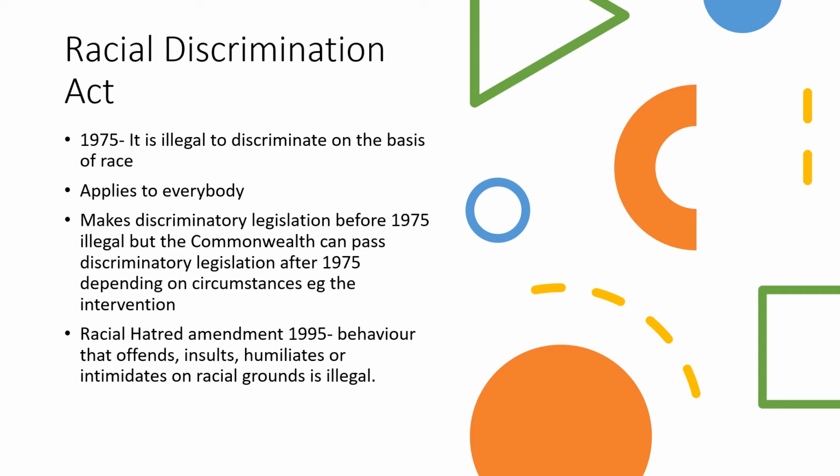There was an amendment to the Racial Discrimination Act in 1995, which makes behaviour that offends, insults, humiliates or intimidates on racial grounds illegal. And that's the excuse that's been used to prevent people coming to Australia, people like David Irving, who preach racist doctrines. So if a person is a racist, as defined by the Australian government, they can be prevented from coming to Australia under the Racial Hatred Amendment of 1995.